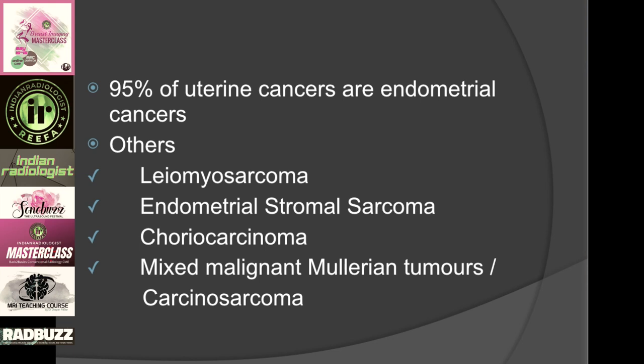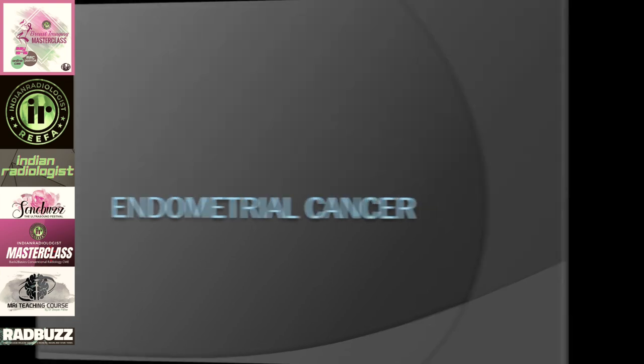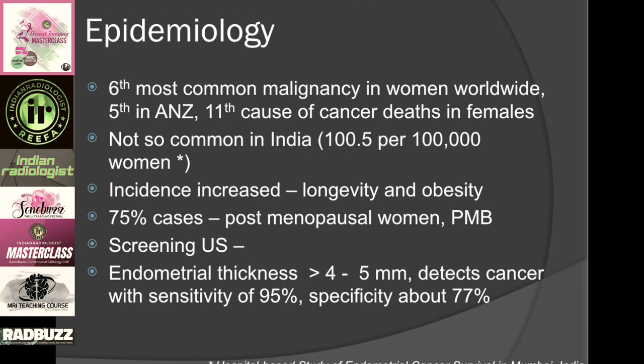95% of uterine cancers are endometrial cancers, whereas the other uterine tumors are not so common and are less than 5% of all uterine cancers. So for the purpose of this talk, we're going to be focused mainly on endometrial cancers. It is the sixth most common malignancy in women worldwide, but for some reason is not so common in India. Its incidence is increasing because of longevity and obesity.